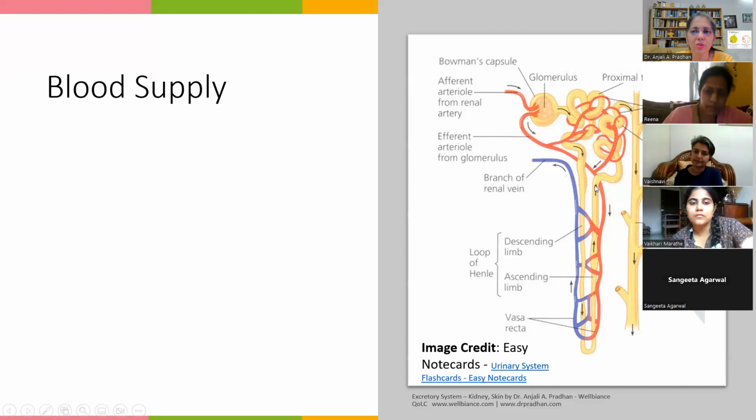In some pictures you may see it in between this loop of Henle, and it gives branches. Like a leaf, for circulation. It is shown like that in many diagrams. So it gives branches and again it unites to form a venule, which becomes a vein.